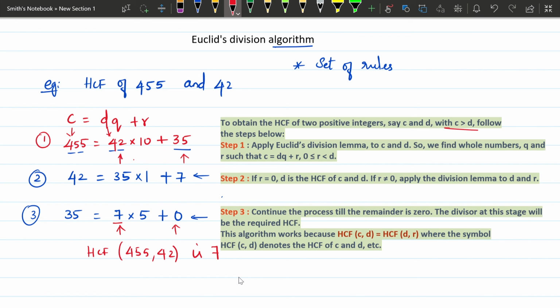So we decided that HCF of 455 and 42 is 7. The fact we have used in the second step is given here. This algorithm works because HCF of c and d is equal to HCF of d and r. This is all about Euclid's division algorithm.